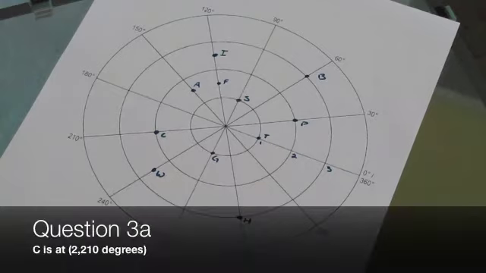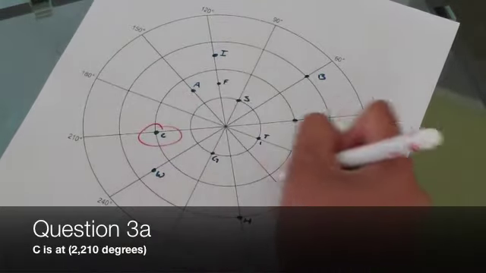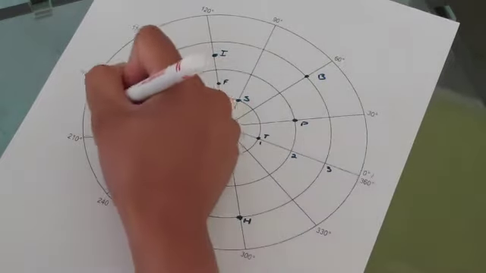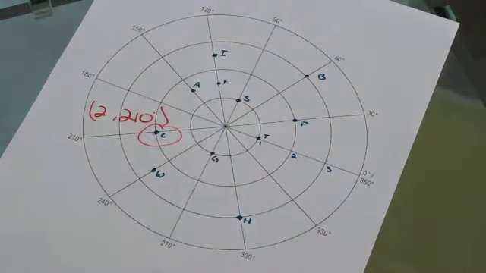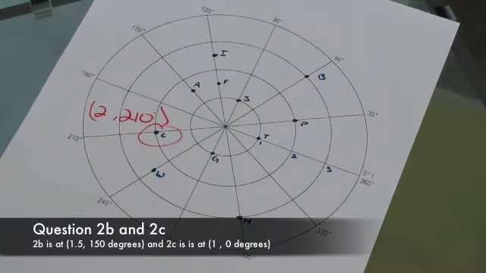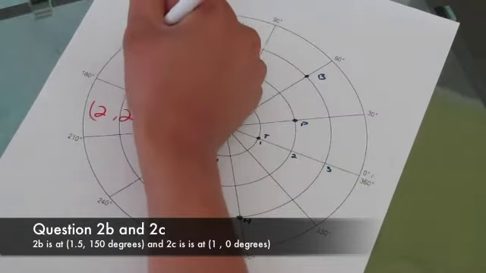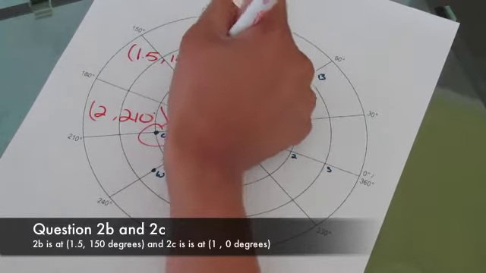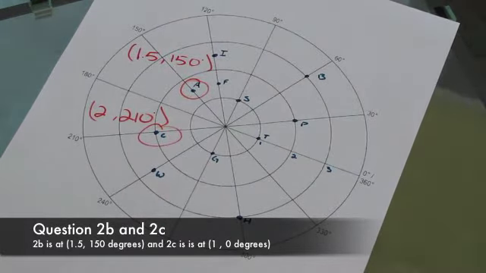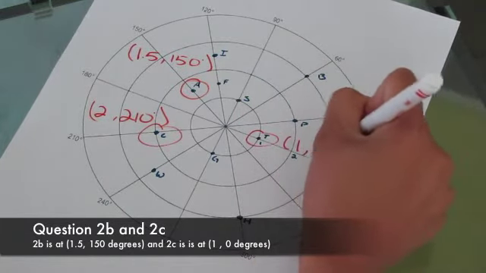On to number 3. Give the distance and angle for point C. C is located on the second ring at 210 degrees. So C will be located at 210 degrees. So for B, point A would be located at 150 degrees. And for C, point T would be located at 10 degrees.